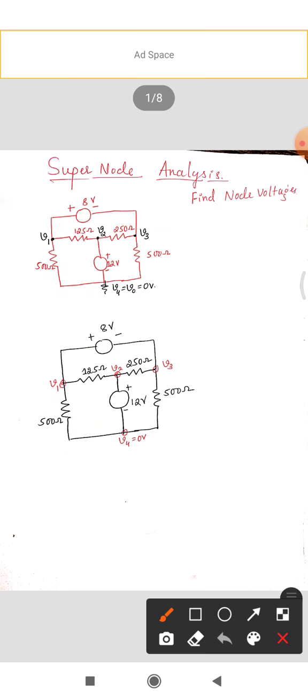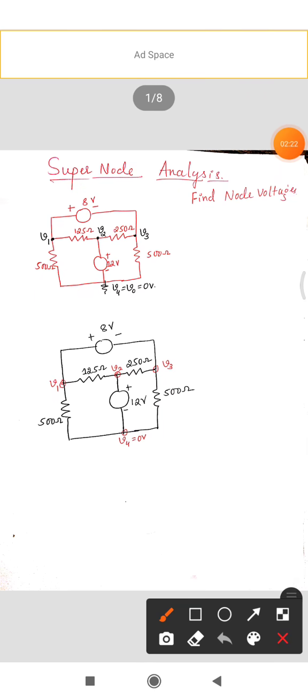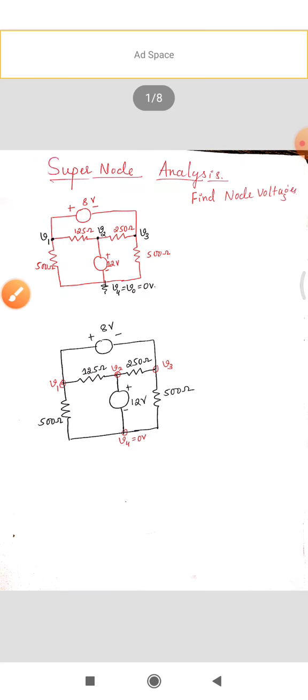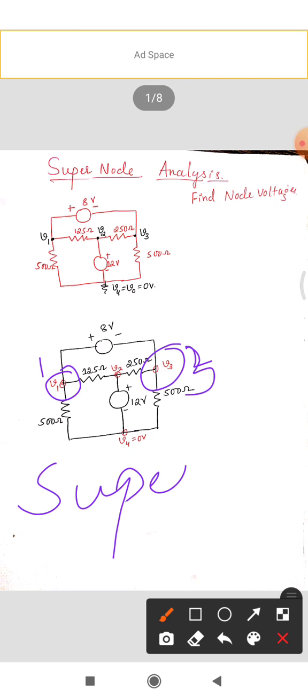Whenever we have a voltage source between two nodes, we cannot apply KCL for individual nodes. That time we have to go for this super node analysis. So now we can identify that V1 and V3, that is the first node and the third node, are your super nodes.